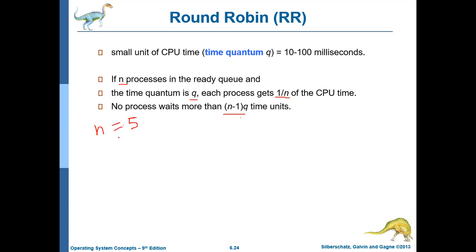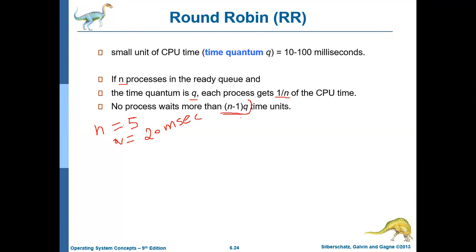Okay, let us assume q as 20 milliseconds. That is, each process is going to get 20 milliseconds of time quantum whenever they get the CPU. That is the time quantum. They will be executing for 20 milliseconds. Okay, so now you can plug into this particular formula.